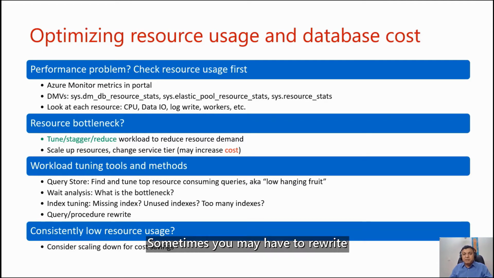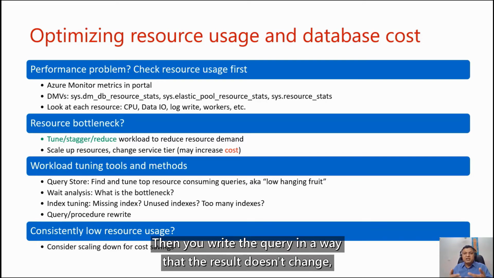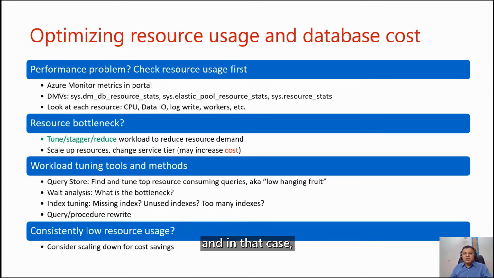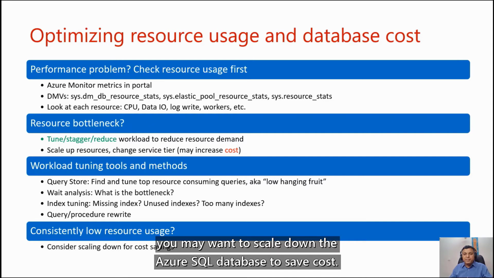faster. Sometimes you may have to rewrite the query: you understand the code flow, and then you write the query in a way that the result doesn't change, but the query performs faster. Sometimes the problem is the reverse, which means you are under-utilizing the resources, and in those cases, the obvious choice would be to scale down your Azure SQL database to save cost, because you are not having a resource contention, but you have extra resource available, and in that case, you may want to scale down the Azure SQL database to save cost.